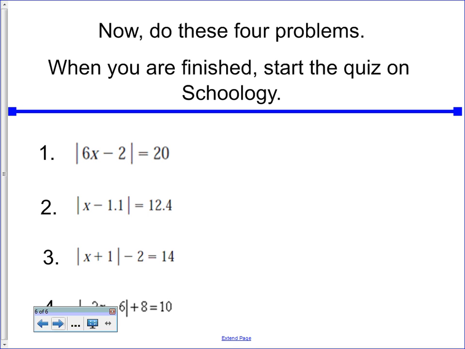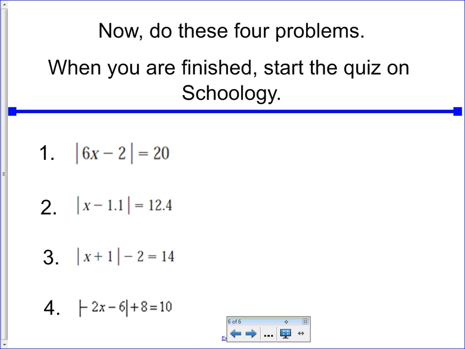So you can pause the video and do the 4 problems that you see on your screen. They're the same 4 problems that will be on the quiz for Schoology. Do the problems, get 2 solutions, then go ahead and start the quiz on Schoology. Enter both your answers. Bring your work to class tomorrow, and we'll see how we did.